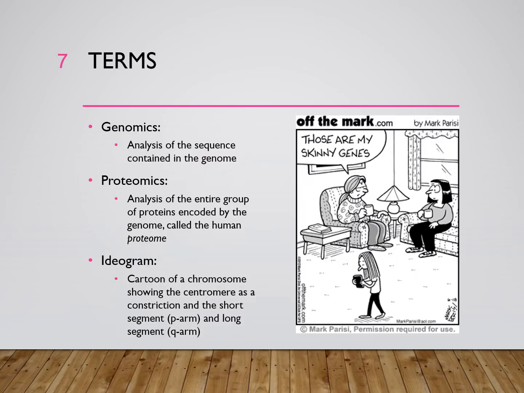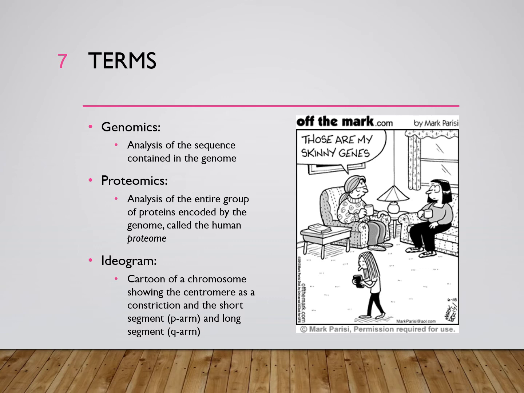Here's some terminology that we need to familiarize ourselves with. The first one is genomics. Genomics is the study and analysis of the genome. And then proteomics. Proteomics is the analysis of the proteins encoded by the genome. Remember, we said about 2% for humans.